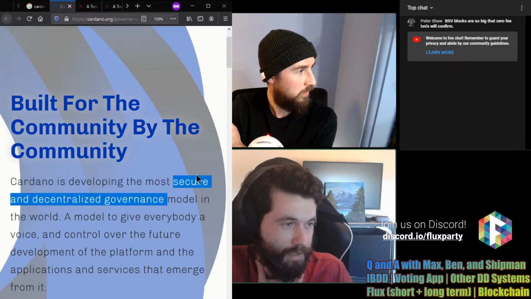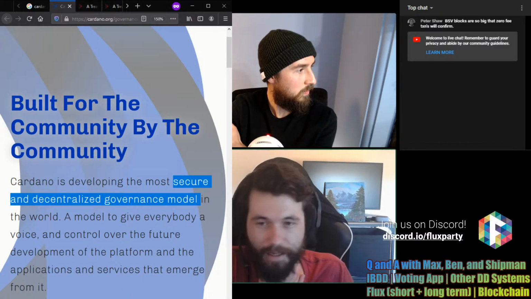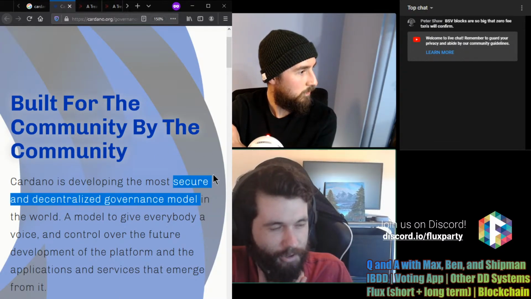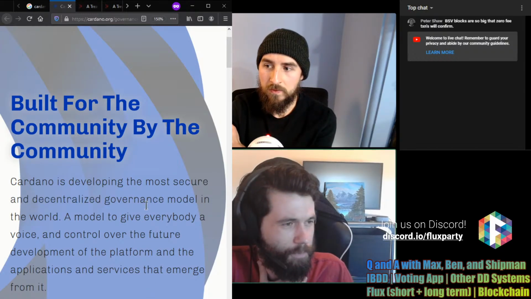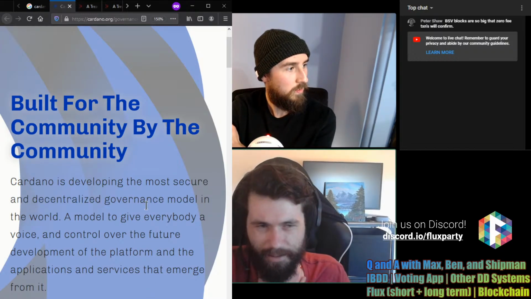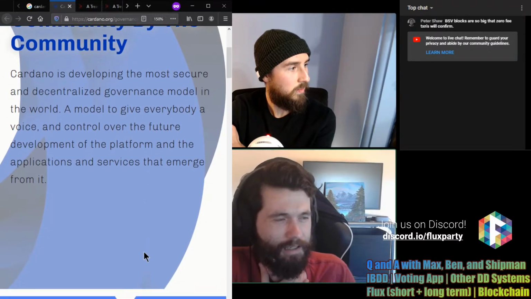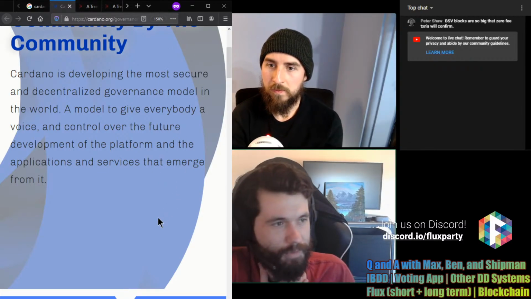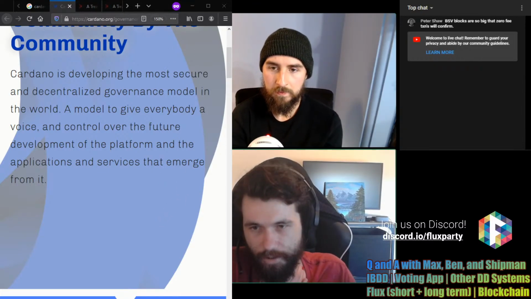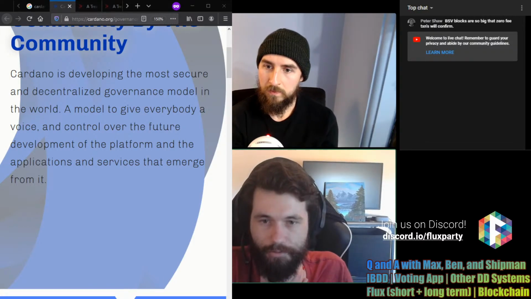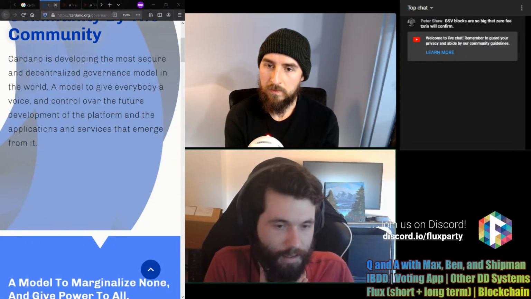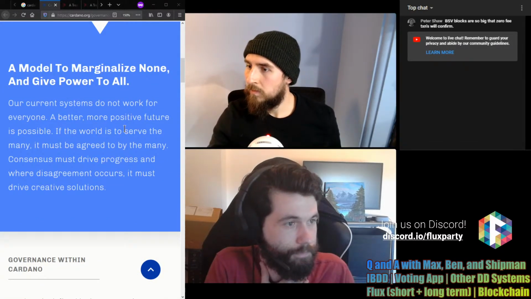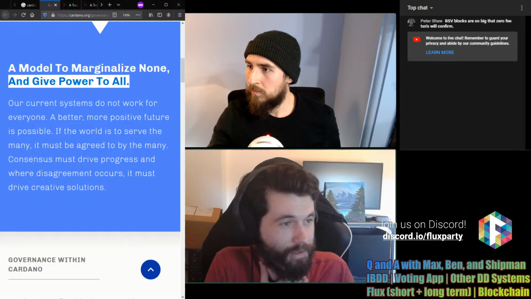The most secure and decentralized governance model in the world. I don't know how they can make that claim, but okay. I also don't know how they could make each of those claims individually, like secure, decentralized, and global, particularly. There's 3 claims in there that are interesting. People don't agree on what it means for a democracy to be secure or governance to be secure. So unless they're using a non-traditional method of making that sort of claim, yeah. So anyway, let's go through and look at some meat. A model to marginalize none, give power to all, etc.